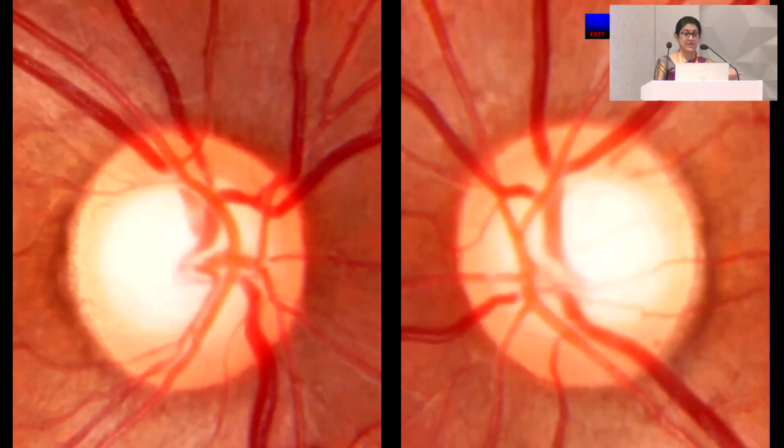Good. Okay, let's have a closer picture of this disc. So if you see in the left eye, the inferior rim is wider than the superior rim and the ISNT rule is maintained. But in the right eye, if you see, the vessel bending is here. So the inferior rim is thinner than the superior rim. So the ISNT rule is not maintained here.